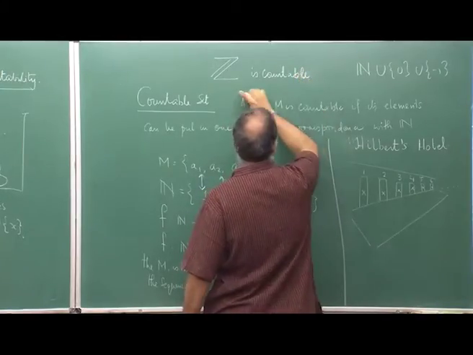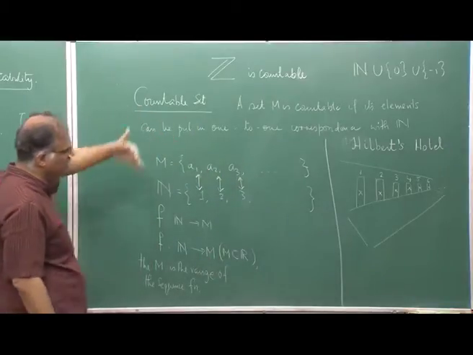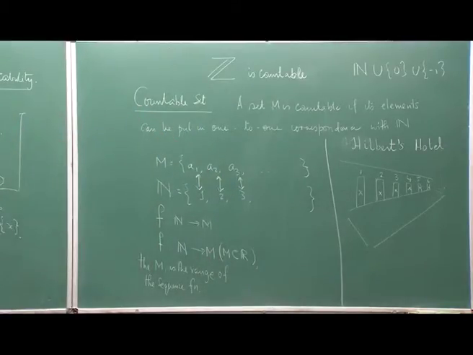The set of natural numbers is countable. The set of integers is countable.